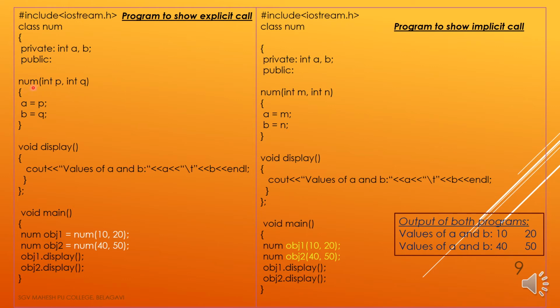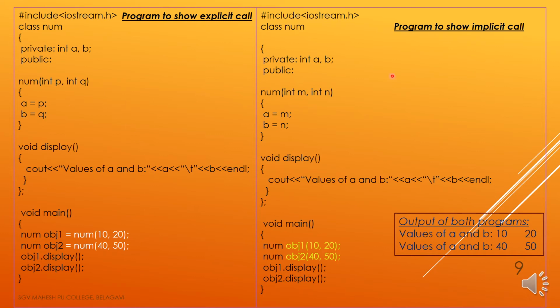I've created a constructor num passing two parameters p and q, assign it to a and b, display the values of a and b. Coming to your main program, as I said, you have to use this syntax for explicit call, equals to num, that is the constructor, passing arguments. So you're passing two values 10 and 20, 40 and 50 for object 1 and object 2. Display the values of object 1, display the values of object 2. So this becomes your explicit call because you're passing arguments externally for your constructor.